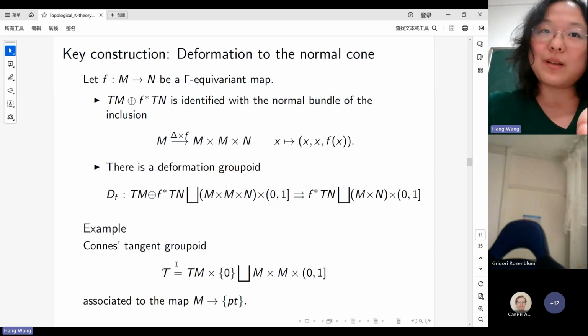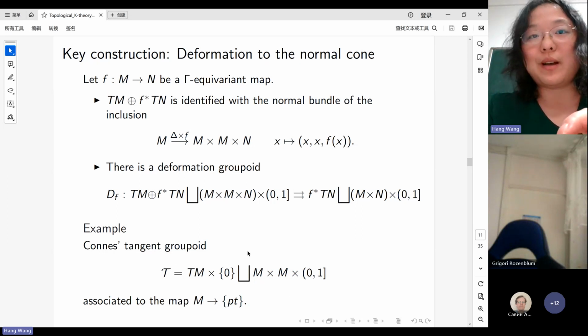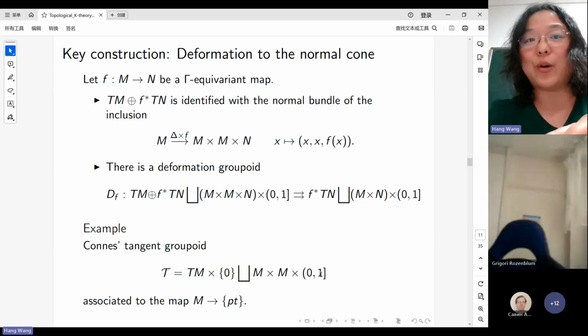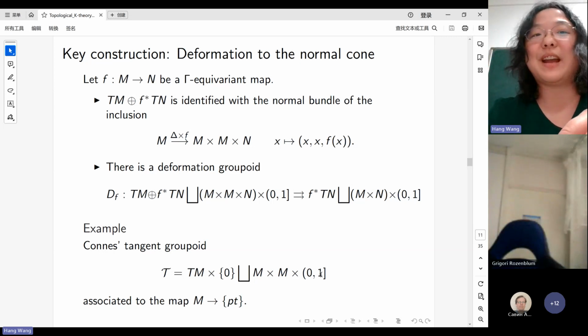And you can glue this TM to the rest of the groupoid nicely, because this process, when t goes to 0, is that you look at the diagonal of M cross M and localize to a neighborhood of the diagonal, and the neighborhood can be identified with the tangent bundle of M. That is how the Connes tangent groupoid is constructed.